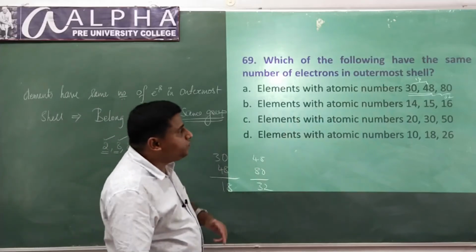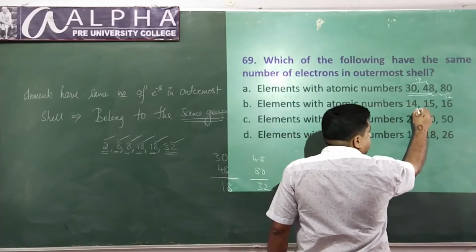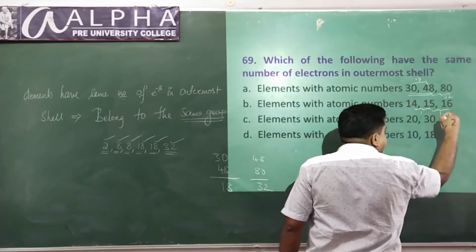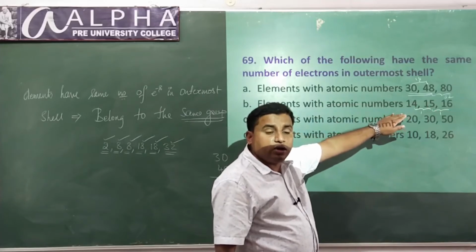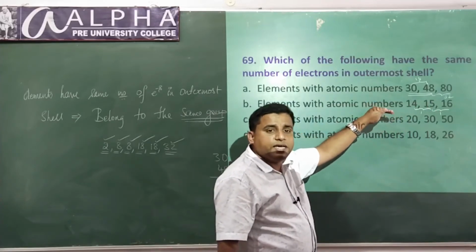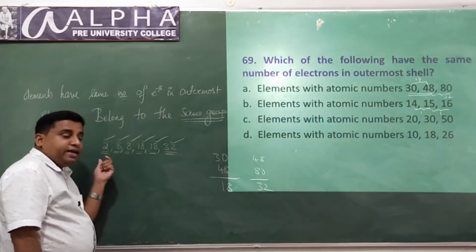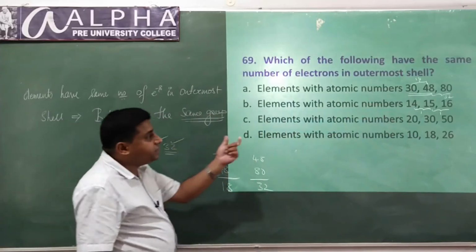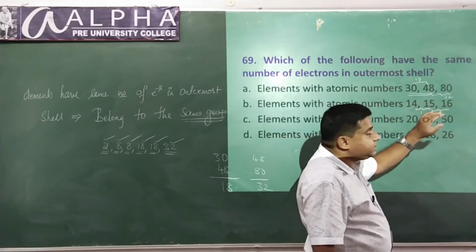Yeah. Let us check with the other electronic configurations. Look here. What is the difference between this and this? It's 1. That means these elements do not belong to the same group. Why? Because the successive atomic numbers should vary in this interval, but here the successive atomic numbers are varying in the interval of 1. Therefore, this cannot be the answer.